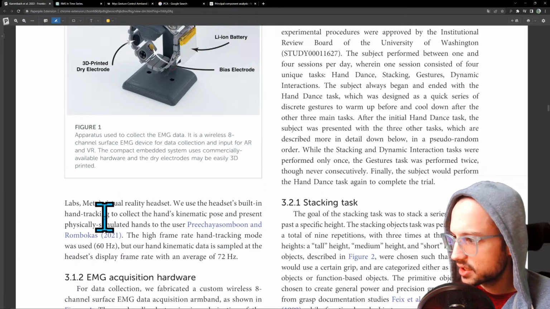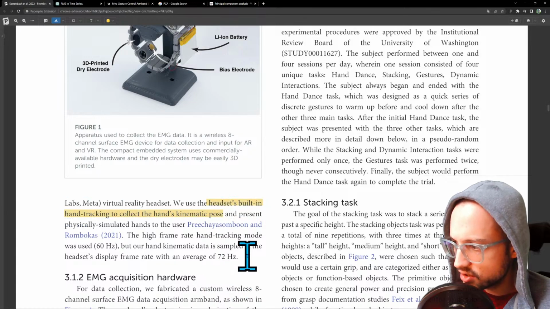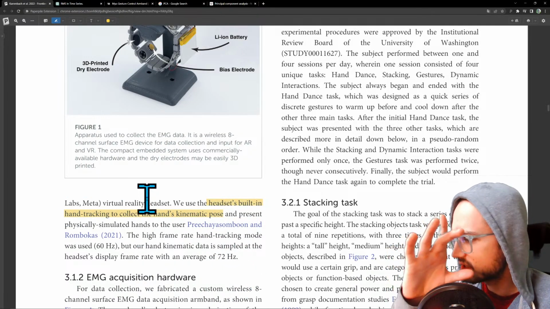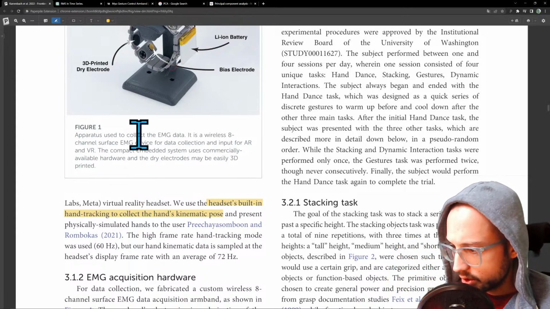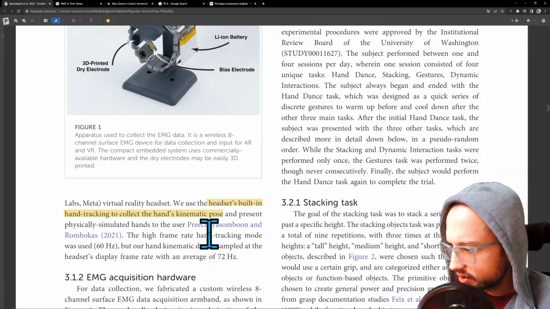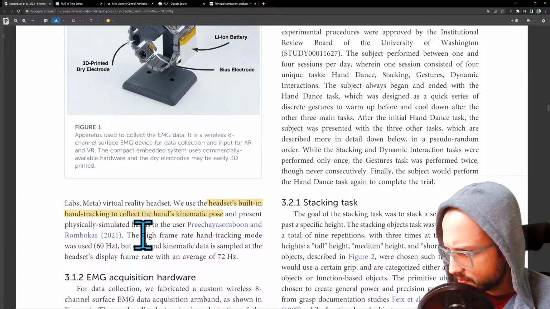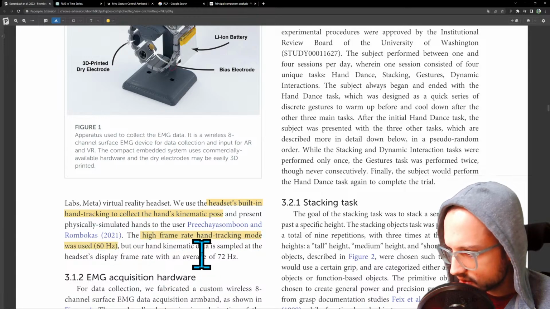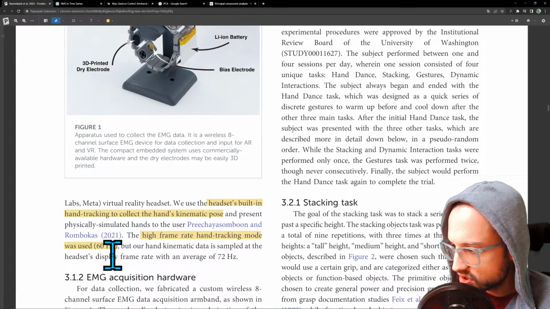We use the headset's built-in tracking to collect the hand's kinematic pose and present physically simulated hands to the user. Yeah, so the MetaQuest 2 does have built-in hand tracking, but it's doing it with external cameras. So there are cameras on the headset that are looking at your hands and then running a pose detection model. The high frame rate hand tracking mode was used, but our hand kinematic data is sampled with an average. Okay, so the MetaQuest 2 has a 60 hertz frequency for its hand tracking, so it's giving you 60 hand poses per second. And then the headset's display frame rate is 72, so it's a little bit of a discrepancy there, but it's close enough.